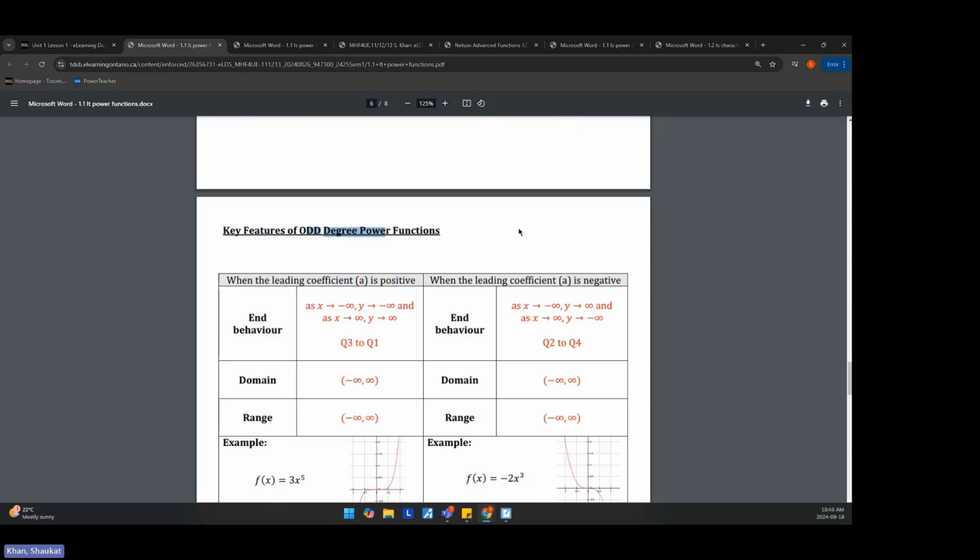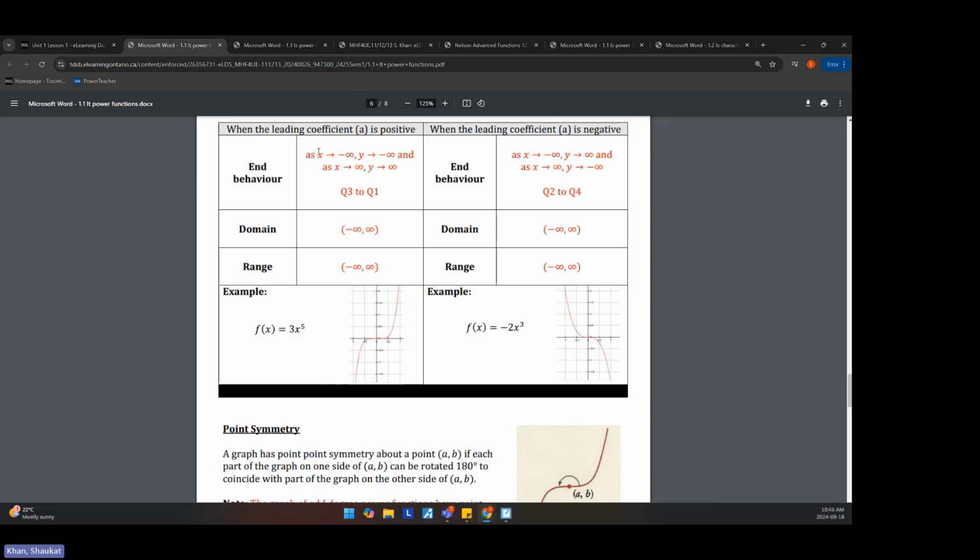Odd degree power functions. So for odd degree power functions, you'll notice a pattern in that the end behaviors are opposites, meaning if it's starting from quadrant 3, it's not going to end down in the negative infinity again. It's going to go to the opposite end. So as x is getting smaller and smaller and smaller in this example, y is also getting smaller and smaller. So as x goes to negative infinity, y goes to negative infinity. But as x gets bigger, then y is also getting bigger. So as x goes to infinity, y goes to positive infinity as well. So that is when your leading coefficient is positive.